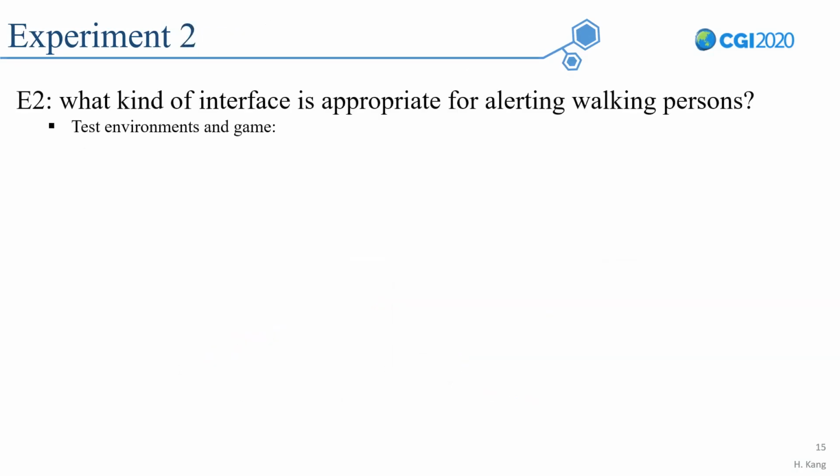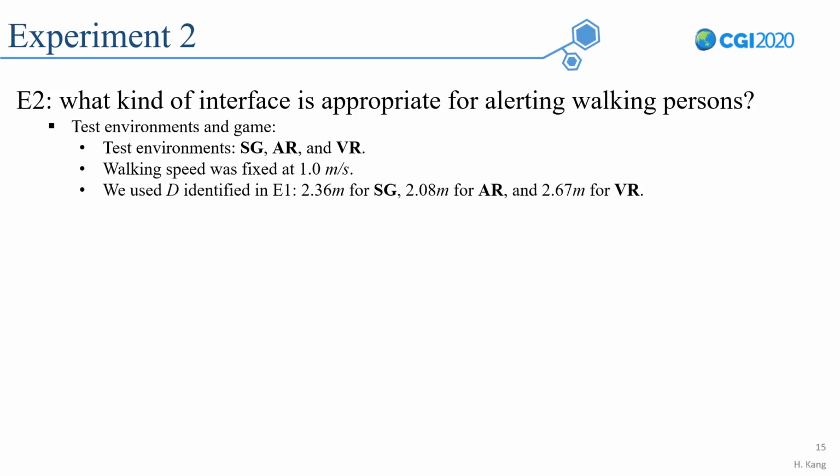Through Experiment 2, we investigated what kind of interface is appropriate for alerting walking persons. The test was made in 3 environments. With walking speed fixed at 1 meter per second, we used the most preferred alert distance D identified in E1. As in E1, the TMT game was used.